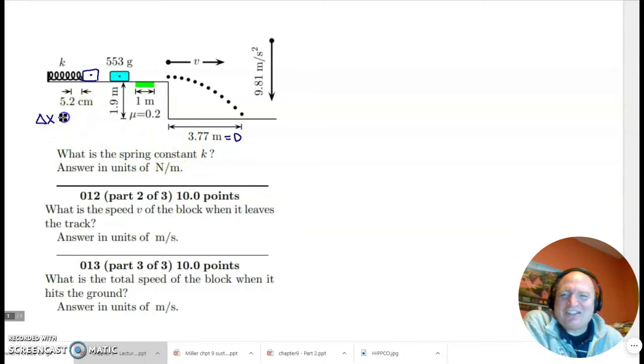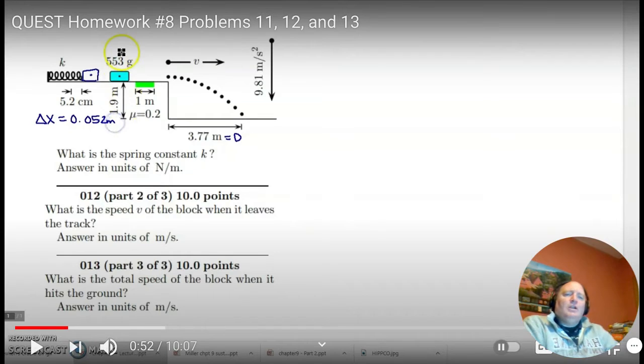Now, you want to go ahead and make sure that you convert that into meters, and so there are 100 centimeters in a meter, so if I divide through by 100, I get 0.052 meters.